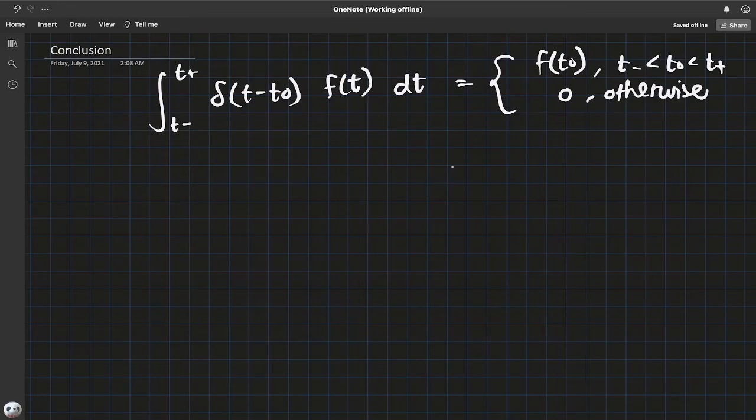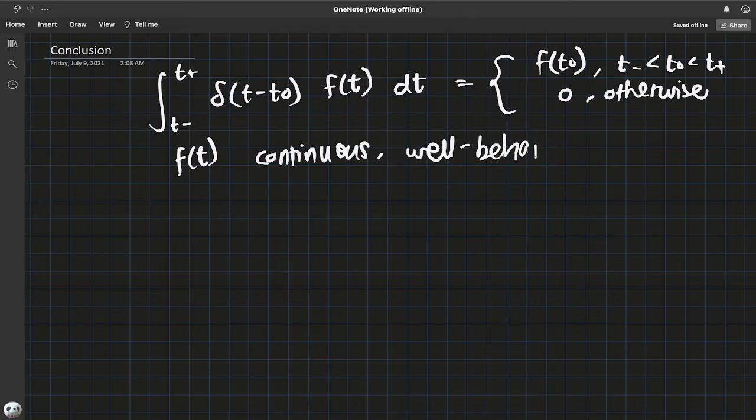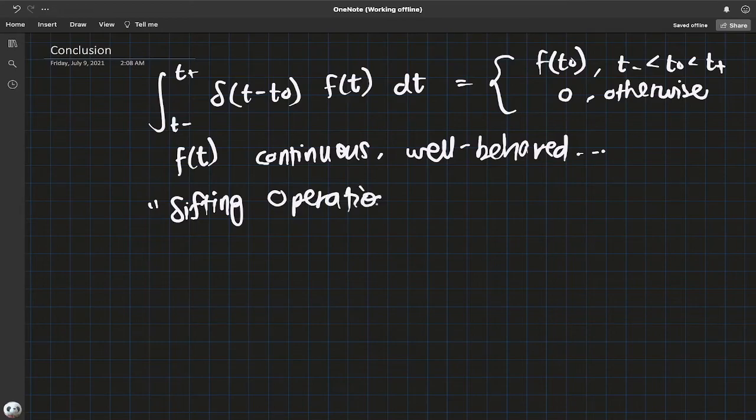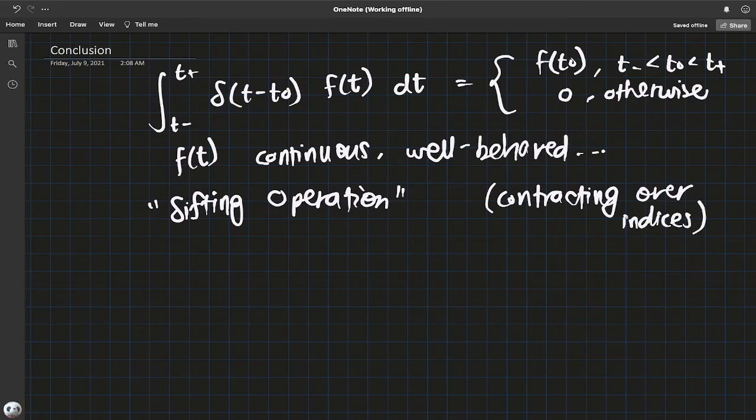And this is under the assumption that f of t is continuous and well behaved, at least in this range. This is commonly called the shifting operation. This is the continuous analog of contracting over indices.